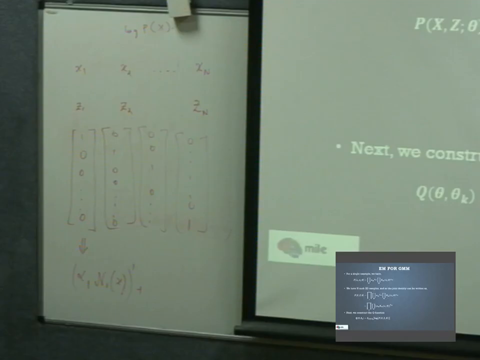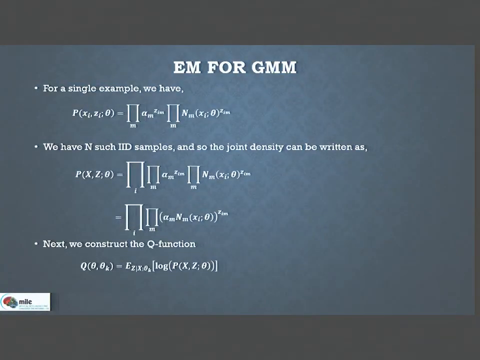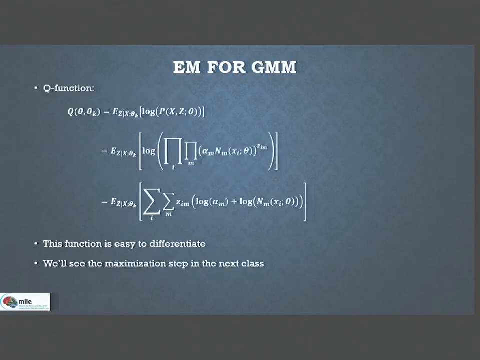So now coming back to the procedure, we need to construct the Q function. The Q function can be constructed by taking the joint likelihood of the hidden variable and the observed variable, and taking the expectation of that with respect to this density function p of z given x, theta k. Okay, so this is what we get.